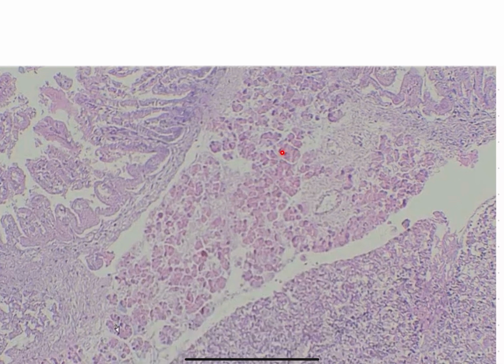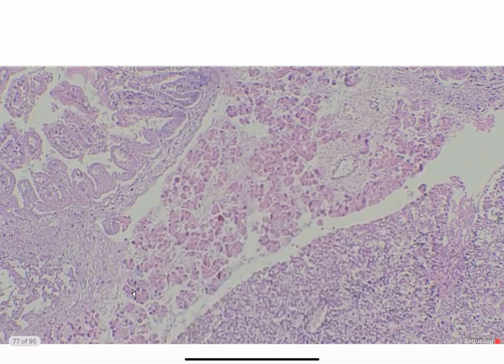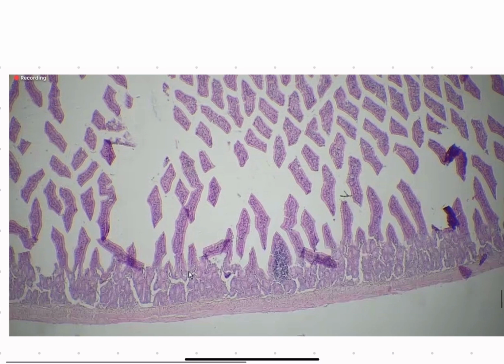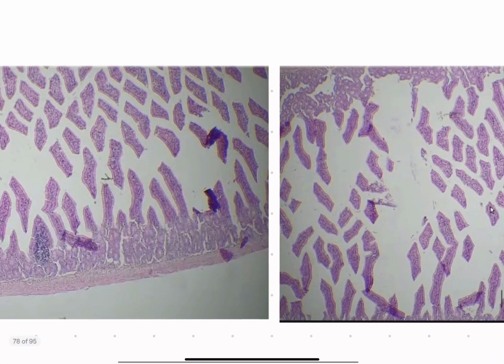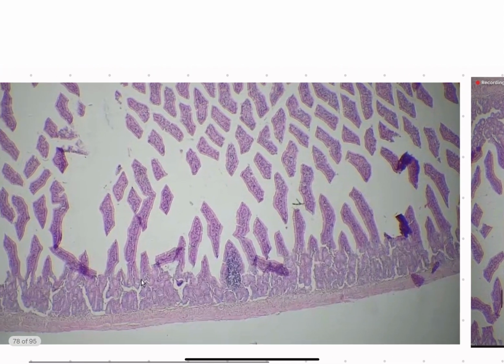I'm going to show you another example of it, but if you know the name of it already, please write it down. Another example would be this here. Be careful. Okay. Next slide. We see this. Again, going towards the bottom of this slide, we see this.